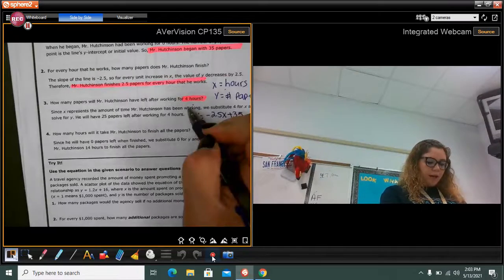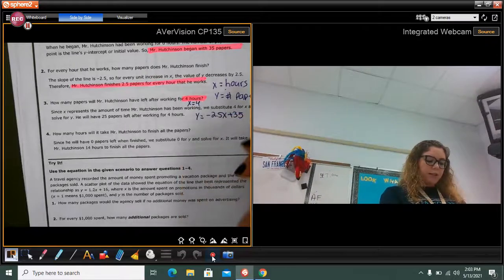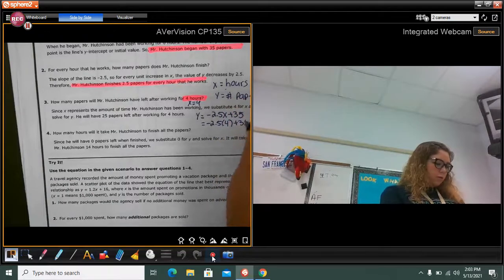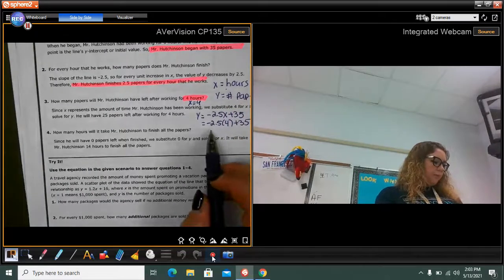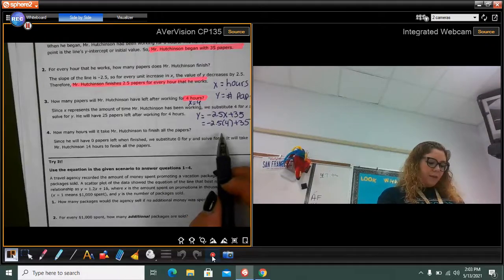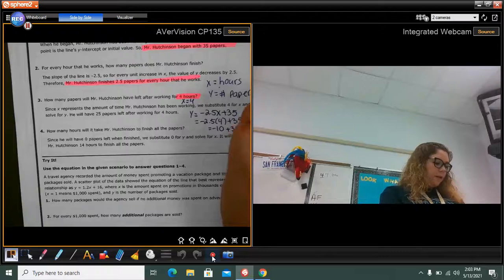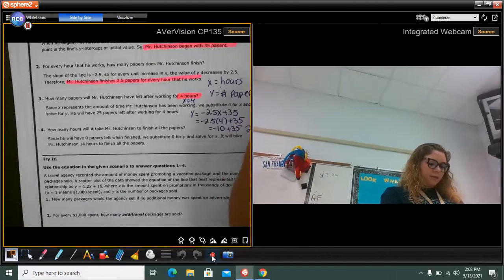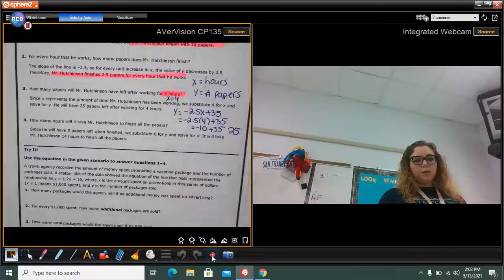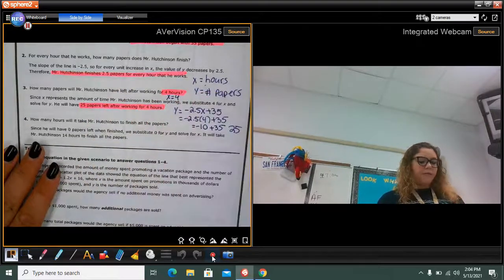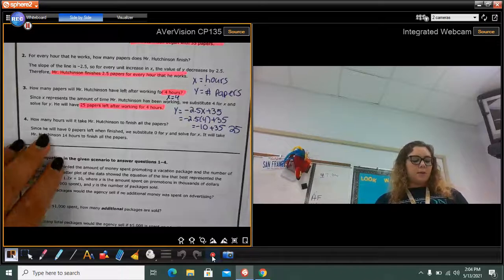So we know x equals 4. We're going to plug this in here. Negative 2.5 times 4 is going to give me negative 10 plus 35, and that's going to give me 25. So he will have 25 papers left after working 4 hours.